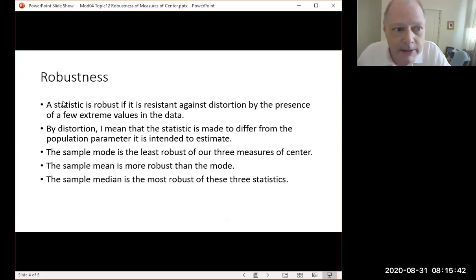So what is robustness? A statistic is robust, which is kind of another word for strong, if it is resistant against distortion by the presence of a few extreme values in the data. By distortion, I mean that the statistic would be made to differ from the population parameter that it is intended to estimate. The sample mode is the least robust of our three measures of center. The sample mean is more robust than the mode, and the median is the most robust of all three.